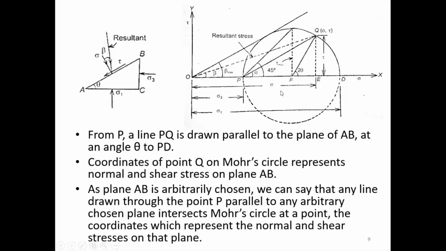which will represent the normal stress and shear stress on that particular plane inclined at any angle. From P, a line PQ is drawn parallel to the plane AB as shown here at an angle theta to PD. This is my major principal plane here. So the coordinates of point Q on the Mohr circle represent the normal and shear stress, sigma and tau, on the plane AB. Here the plane AB is arbitrarily chosen. So we can say that any line drawn through the point P parallel to any arbitrarily chosen plane intersects the Mohr circle at a point. That point's coordinates represent the normal and shear stresses on that plane. This is what we just discussed.